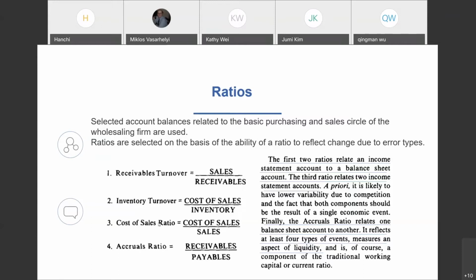So here are the four ratios we will use. They are receivable turnover, inventory turnover, cost of sales ratio, and accruals ratio. We know that the first two ratios relate an income statement account to a balance sheet account, and the third ratio relates to an income statement account. The last one relates one balance sheet account to another. I think it can reflect at least four types of event measures the liquidity.